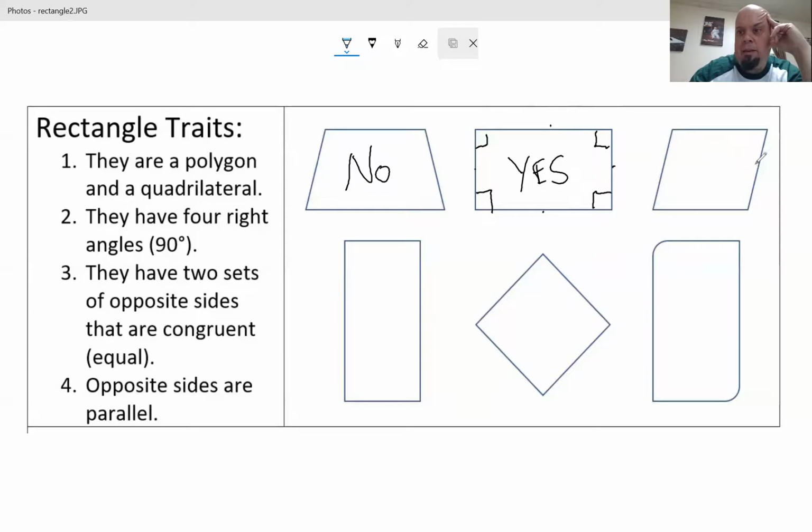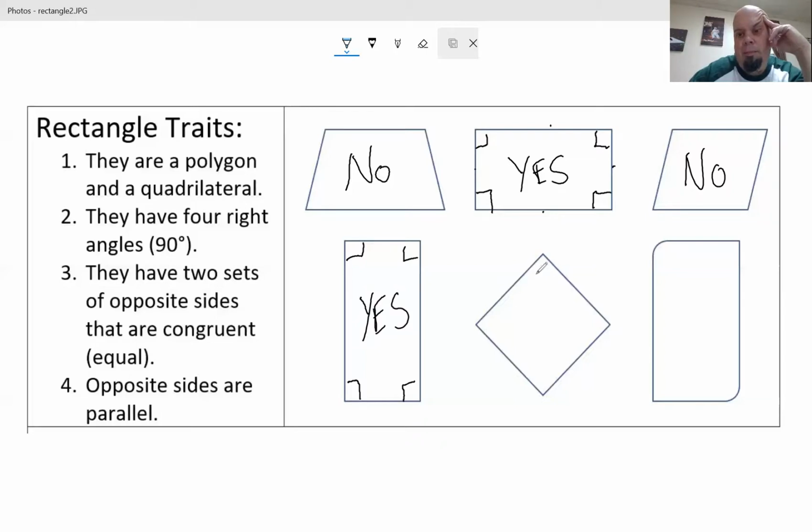Next, it's a polygon. It's got four sides, so it's a quadrilateral, but it does not have 90-degree angles. None of these angles are 90 degrees, so this is a no. Down here, it's a polygon. It's a quadrilateral. It's got four 90-degree angles. These all measure as right angles, 90 degrees. Opposite sides are congruent. Left and right sides are the same size. Top and bottom are the same size. And the opposite sides are also parallel. So this is a yes.